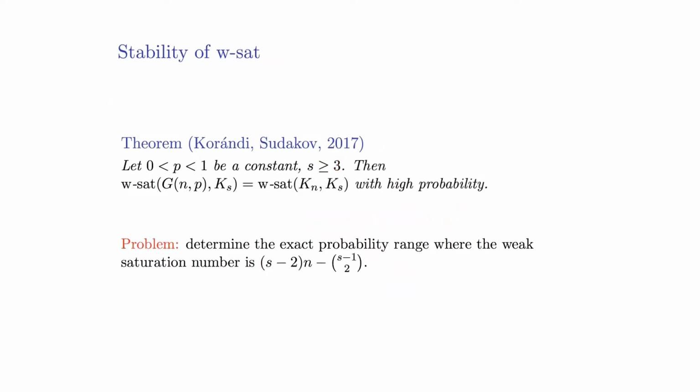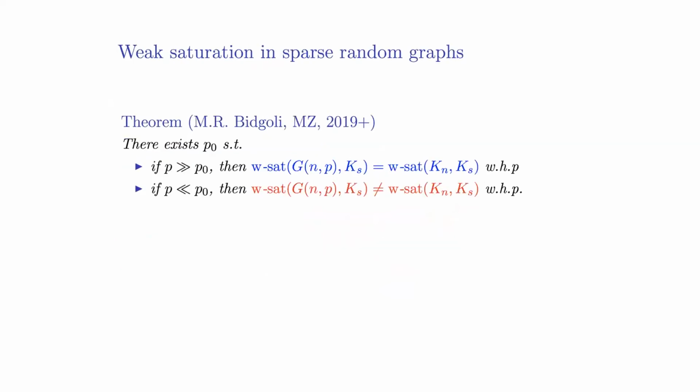And we particularly answered this question. In particular, we proved that the threshold exists. So there exists a probability, which on the slide I denoted by p0, such that if p is asymptotically bigger than this probability, then we have this stability property: the weak saturation number of the binomial random graph equals the weak saturation number for the complete graph. But if p is asymptotically smaller, then it is not true.